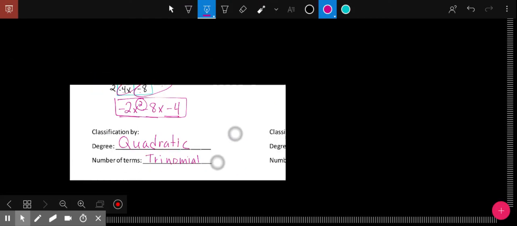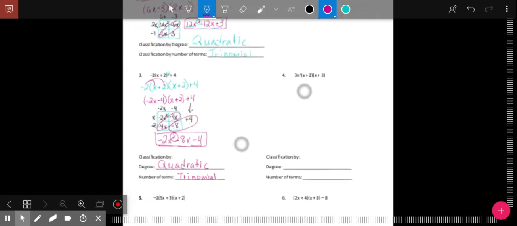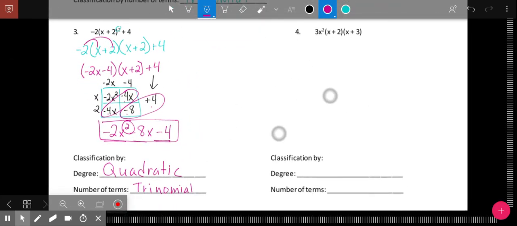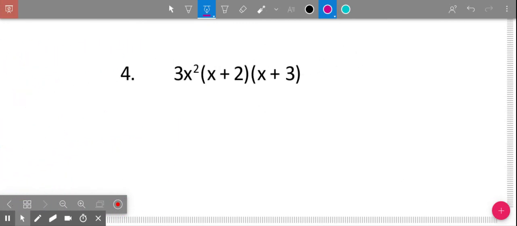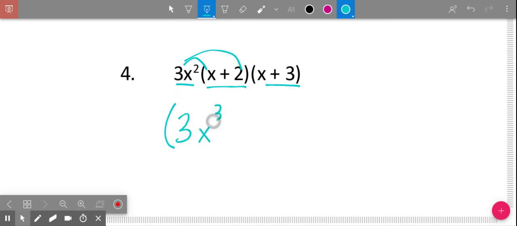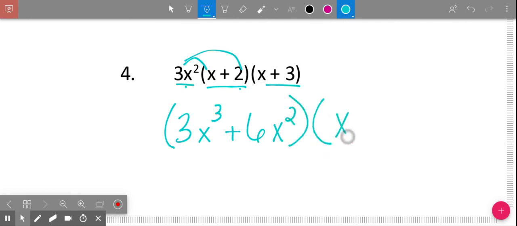All right. Looking at number 4. This is going to be the last one we're going to do right this second. This one, just like with our last one, has 1, 2, 3 pieces, and that's too many to use our box. So that means I need to distribute this first piece first. So when I do that, 3x squared times x gives me 3x cubed. 3x squared times 2 gives me plus 6x squared. And I just bring down the x plus 3.